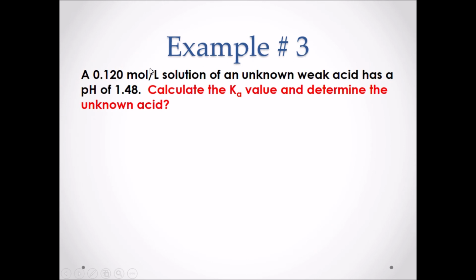Example number 3. A 0.120 moles per liter solution of an unknown weak acid has a pH of 1.48. Calculate the Ka value and determine the unknown acid. Pause this video and attempt this question.